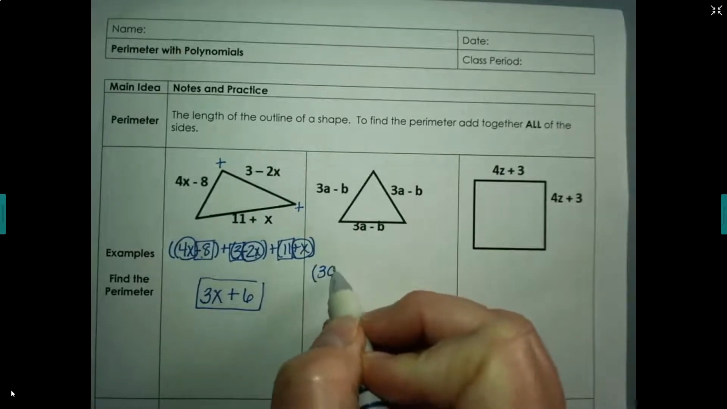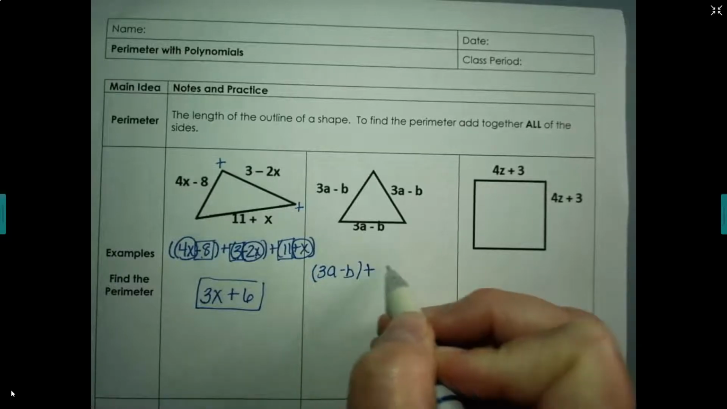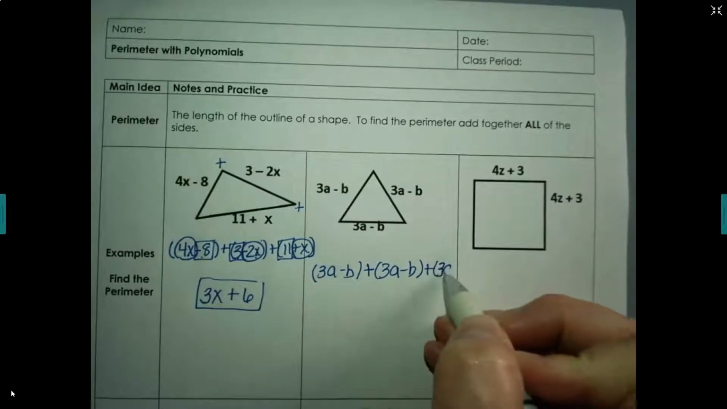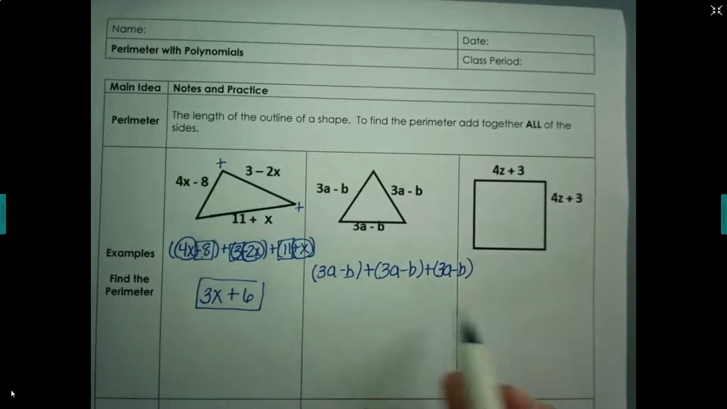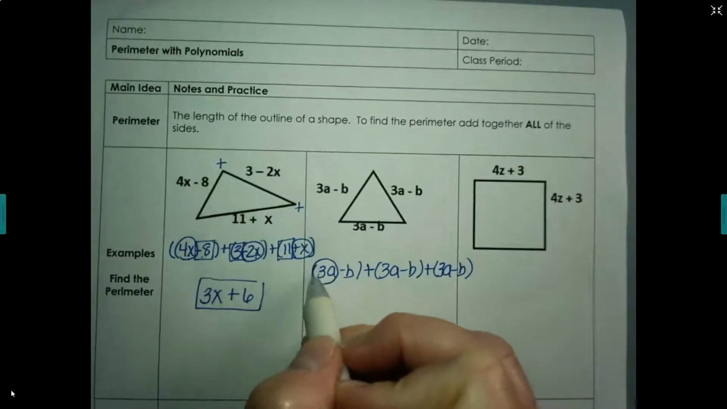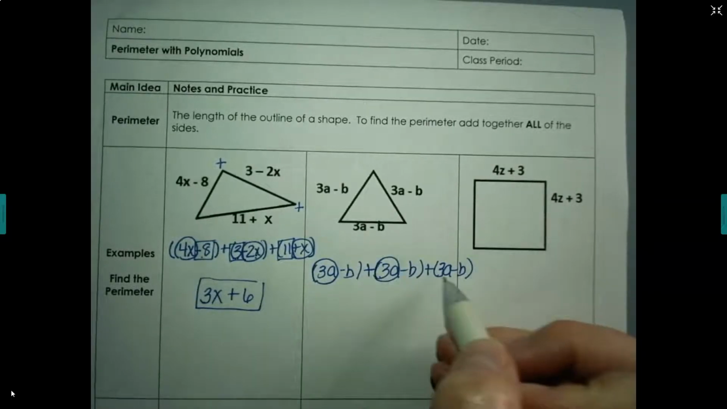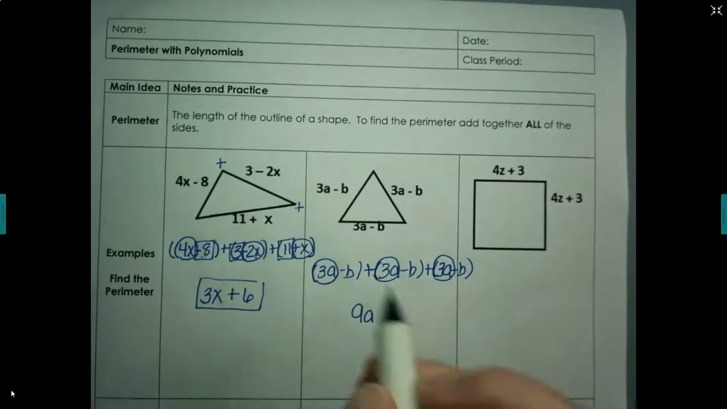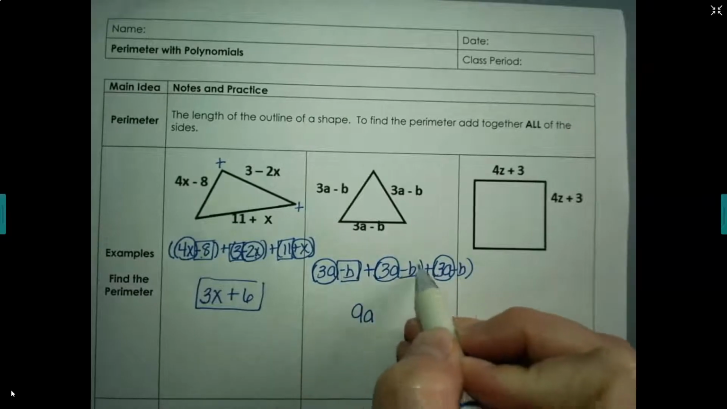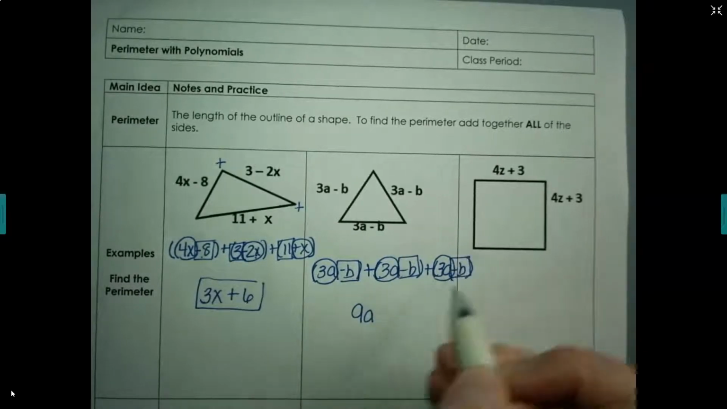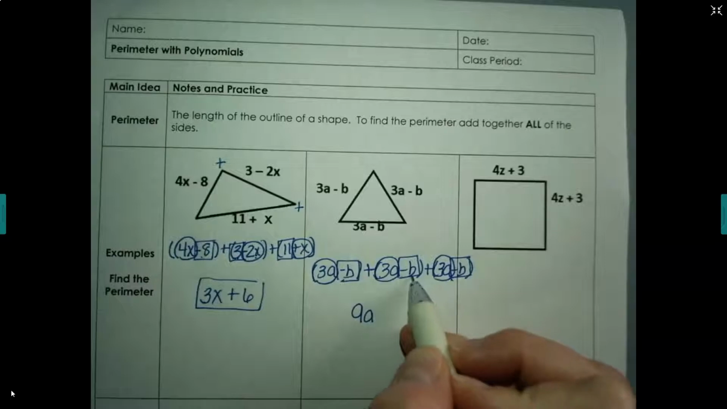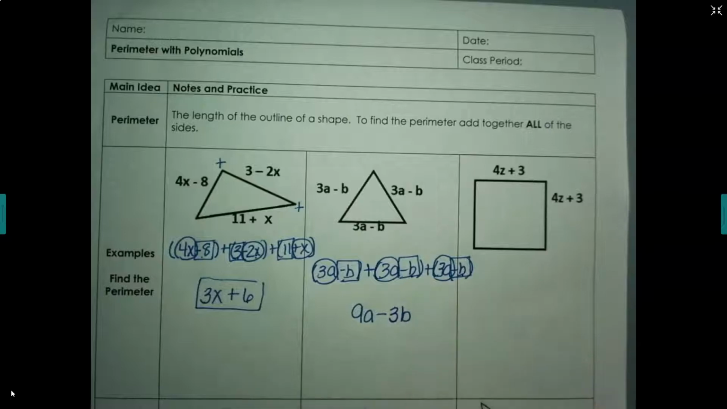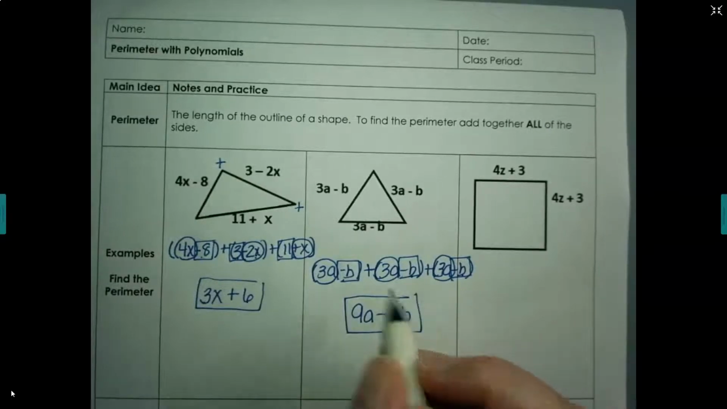So we'll take 3a minus b plus 3a minus b plus 3a minus b. We're going to add them together. You got to combine like terms. You got 3a plus 3 more is 6a plus 3 more is 9a. Then we have a negative b, a negative b, and a negative b. So that's negative 1b minus 1 more is negative 2b's minus 1 more is negative 3b. This is the perimeter of that triangle.